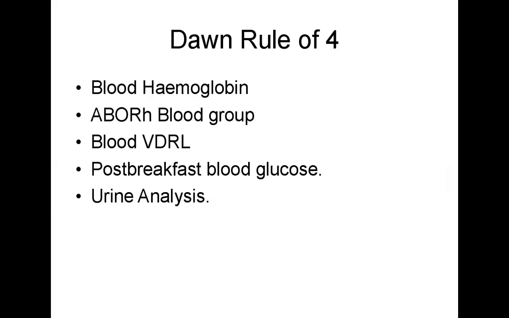And then the next one is urine analysis, from the midstream of urine, to see if there is protein, sugar, and pus cells. If they are present, then to rule out all these things we have to do these basic investigations. So that is called the Dawn rule of fourth.